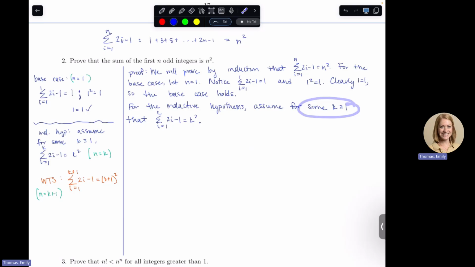So it's very important here, when you don't need strong induction, that you don't assume it for more than just some k. A lot of you are going to fall into this trap where you're going to write for all k greater than or equal to 1. Like, if that were true, why are we proving it? If we're assuming it's true for all k, why are we doing anything at all? That makes sense, right?